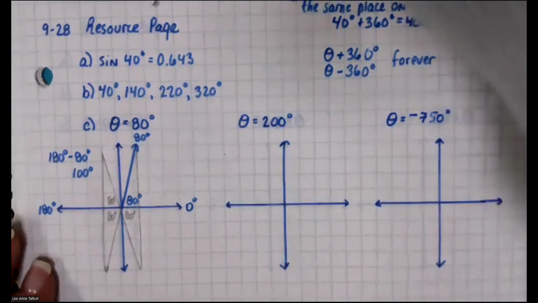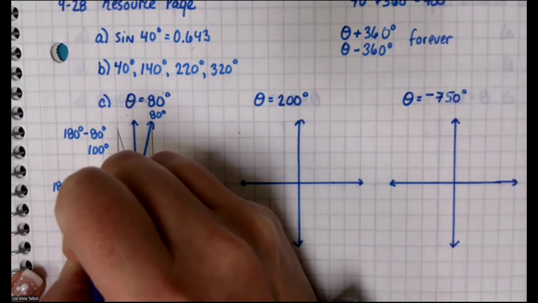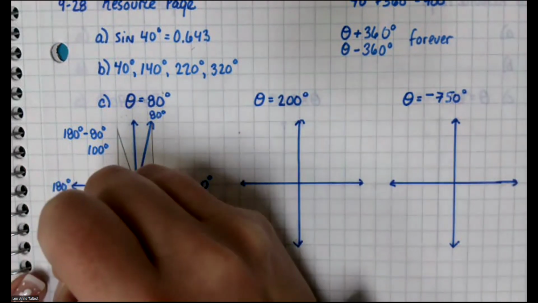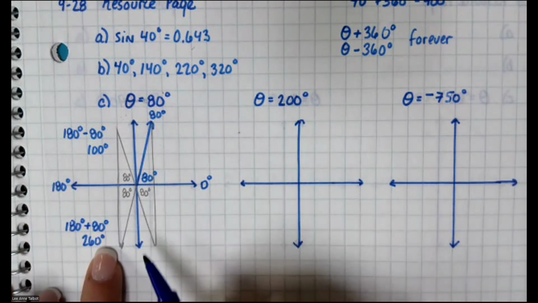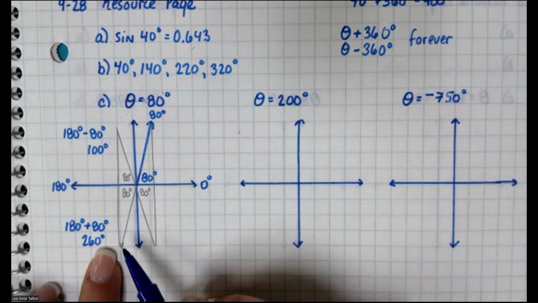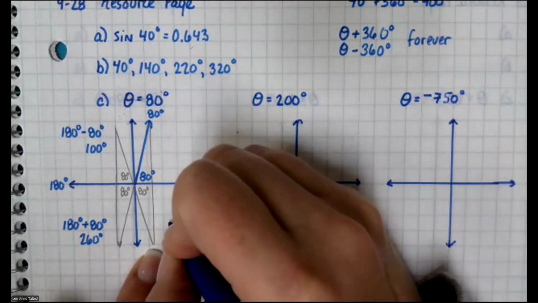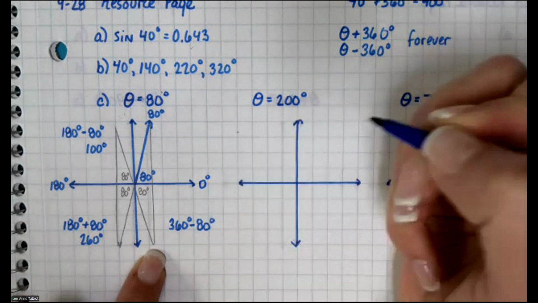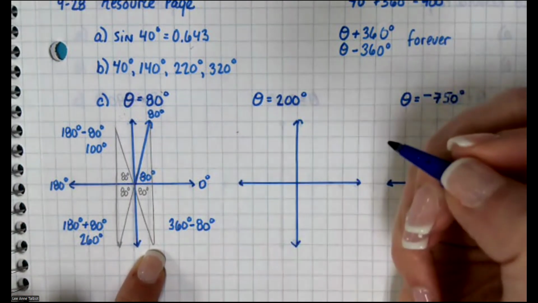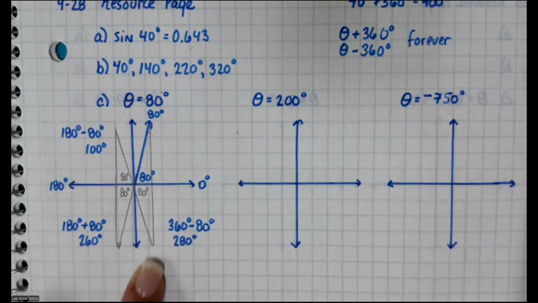Okay. Quadrant 3. 180 plus 80 is 260. That should make sense because straight down is 270 and it's back 10. Fourth quadrant, 360 minus 80, 280. Oh yeah, that makes sense too, because it's 10 away from 270.